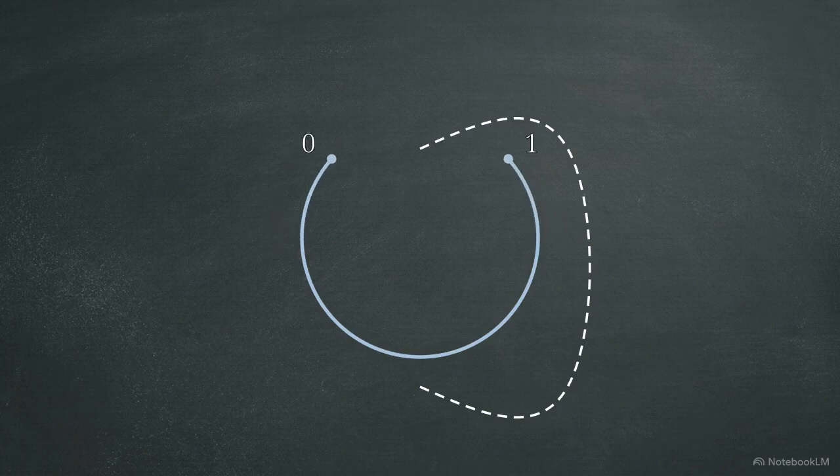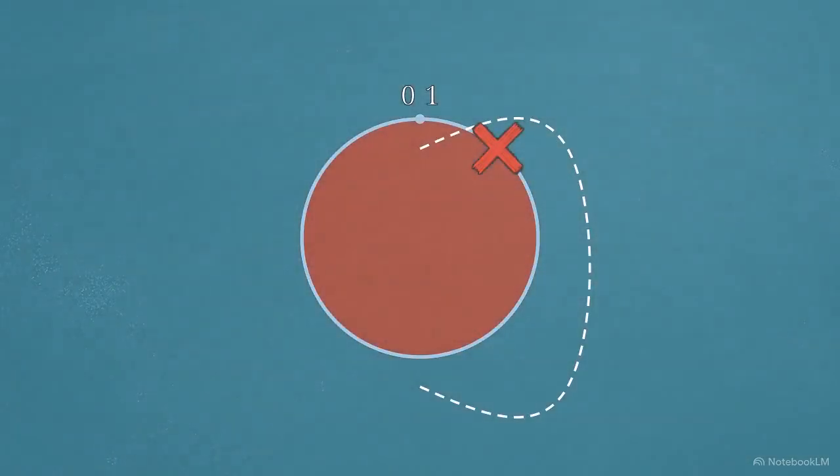Watch what happens when we join the two endpoints to form our loop. The instant they connect, the previous path is severed. By closing the interval, we destroy the single component, forcefully separating the plane.